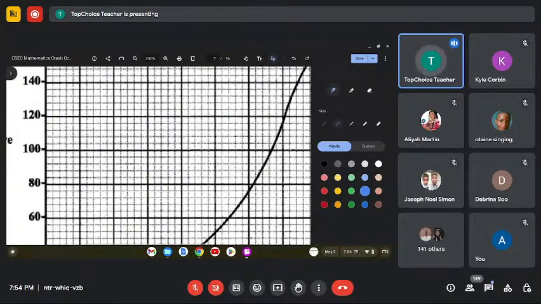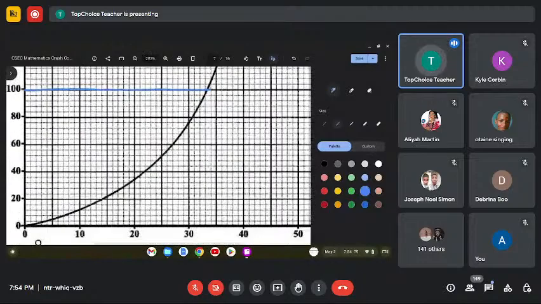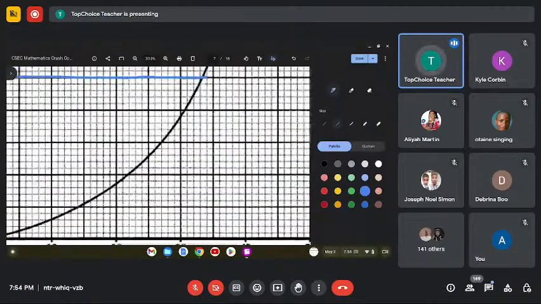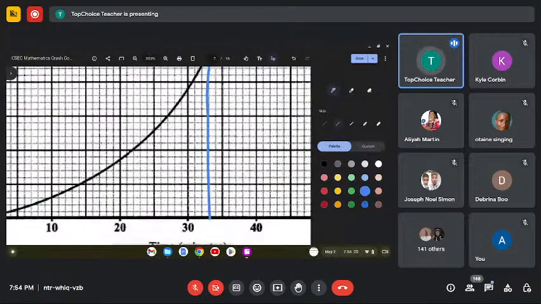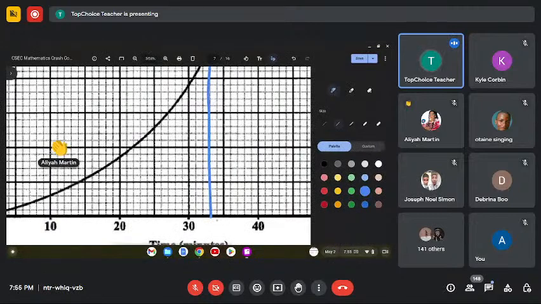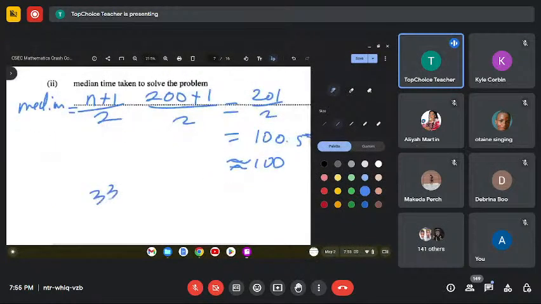Right? So I'm going to just watch how to do it. You find the 100th student. You draw a line across. Just give me a second. I'm going to draw the line down now. You have to draw the line coming down from here. That's here somewhere. And you need to read off what number that is. So each one is 1. This is 31, 32, 33, 34, 35, 40. So very good. 33. So the median time works out to be 33 minutes.